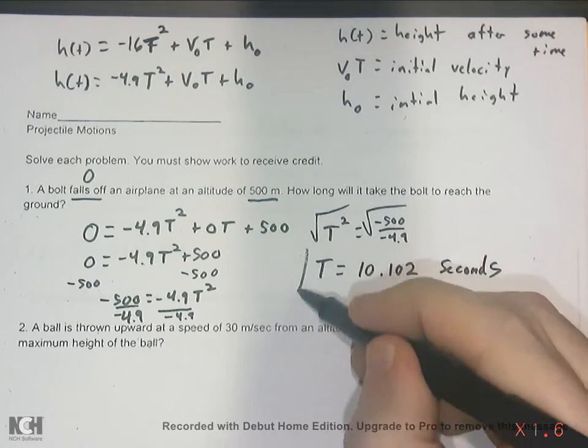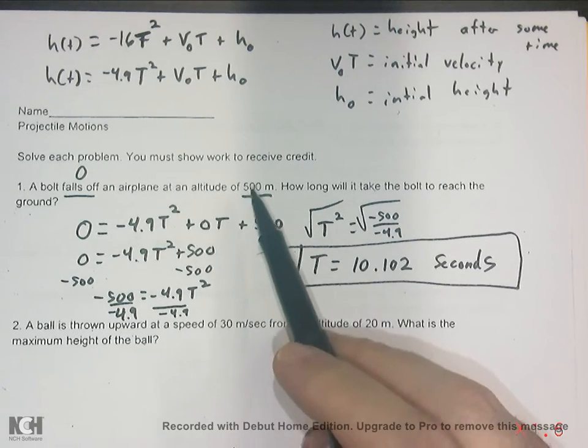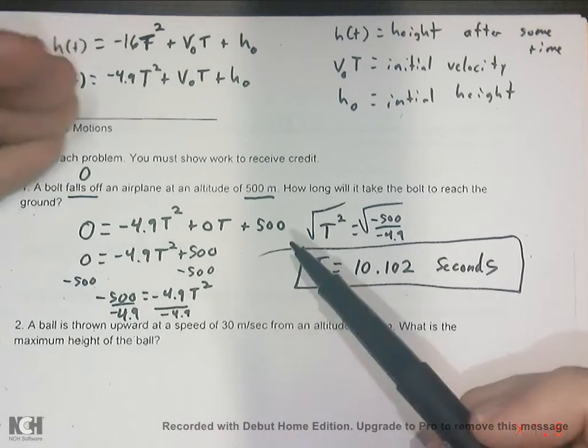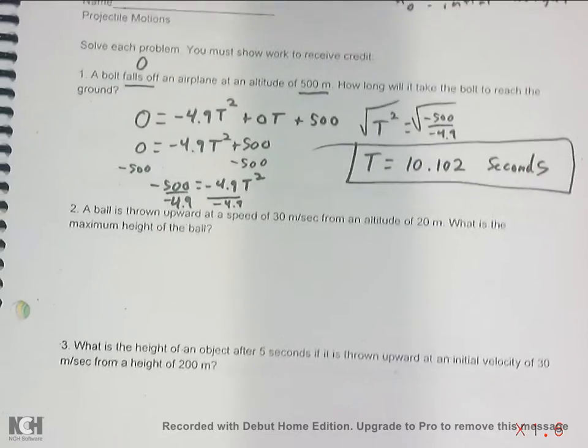Okay, and that would be my answer. So I was able to figure that out. If a plane is 500 meters off the ground and just a little bolt falls off with an initial velocity of 0, it would take it about 10 seconds for it to hit the ground. Okay, let's look at another example.